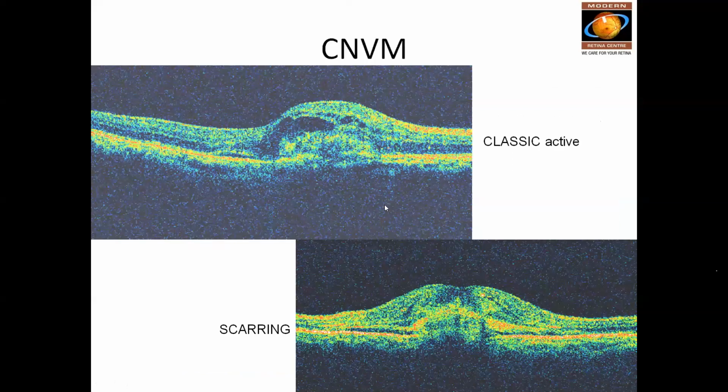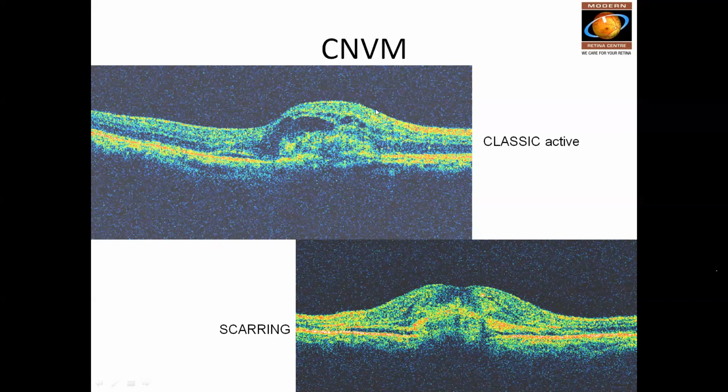Now, how do we know if there is a CNVM and what are the different types? By looking at this picture, what we see is the surface is fine. The retinal tissue, this is the neurosensory retina, clearly shows certain cystic spaces, and there is some amount of hyperreflective material in the intraretinal tissue. And when we see the RPE, this RPE at the center is broken, and this broken RPE is the site through which the choroidal neovascular membrane has come into the sub-RPE space.